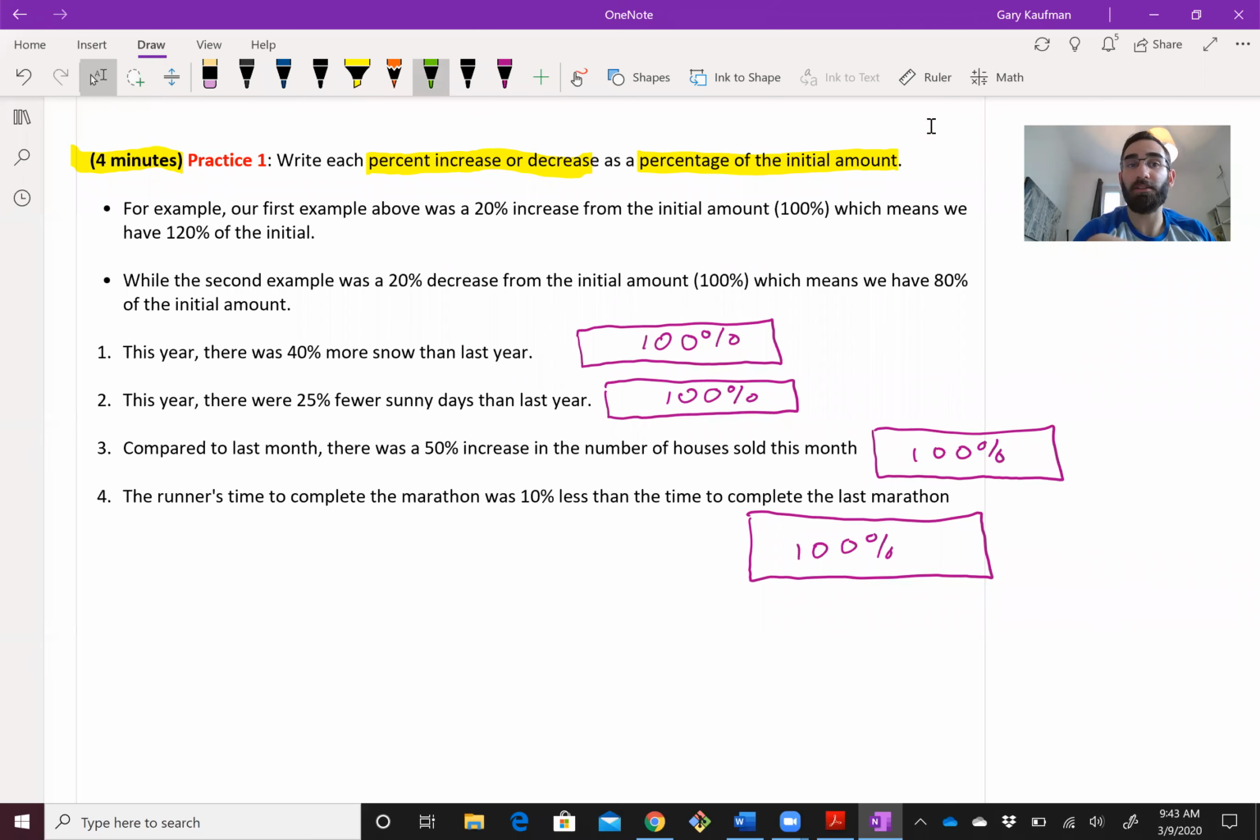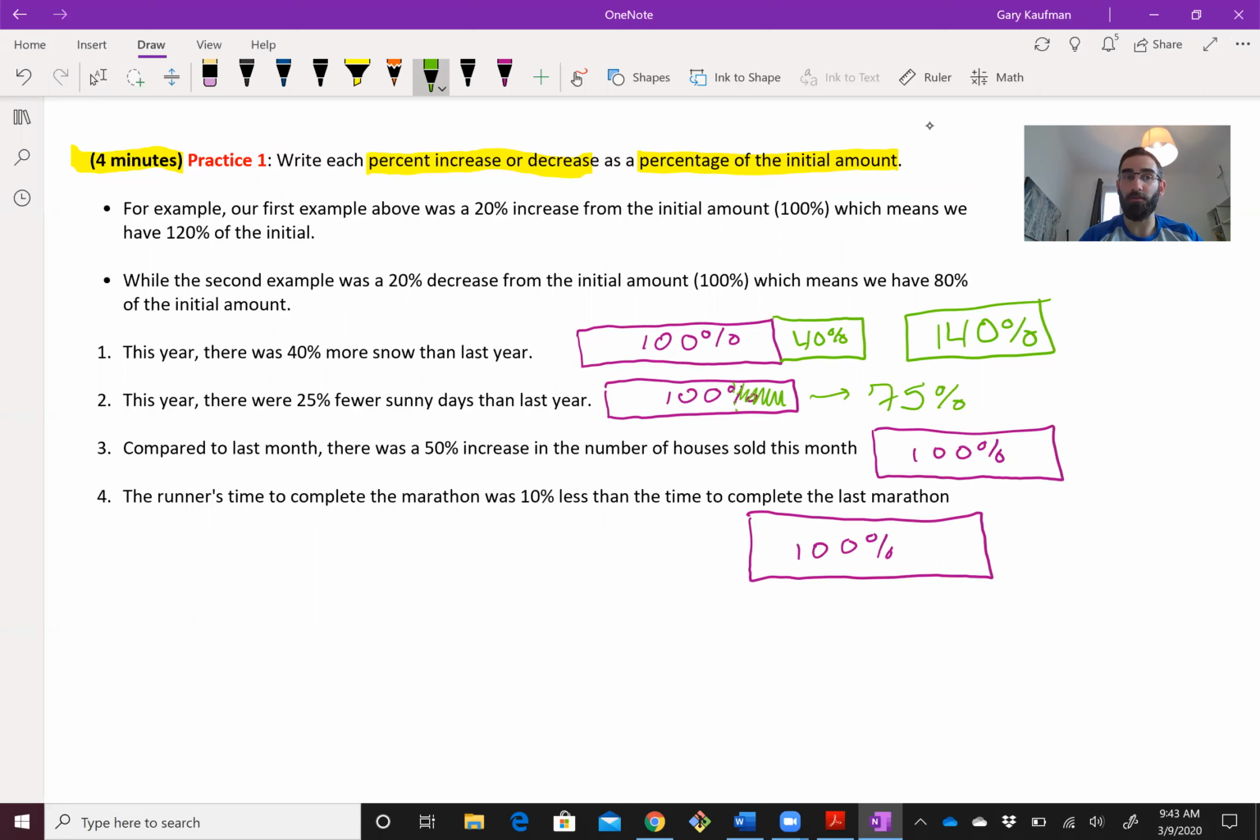So I've written boxes to represent my 100%. So question 1, 40% more. Well, that's a 40% increase, which means when I write it as an initial amount, it's 140% of the original amount. Now I have 25% fewer sunny days. So here's 25%, and I'm losing this from 100%, which means it's 75% of the original.